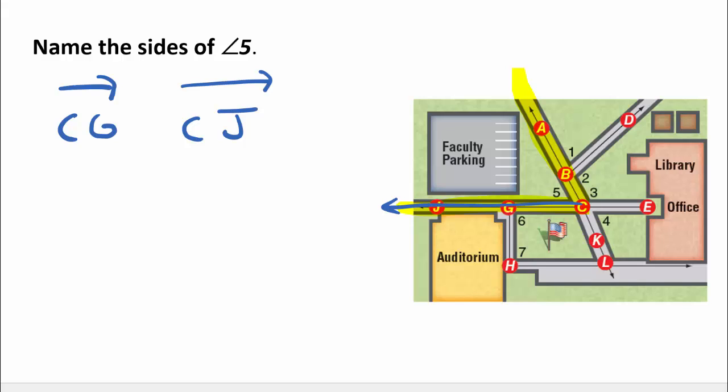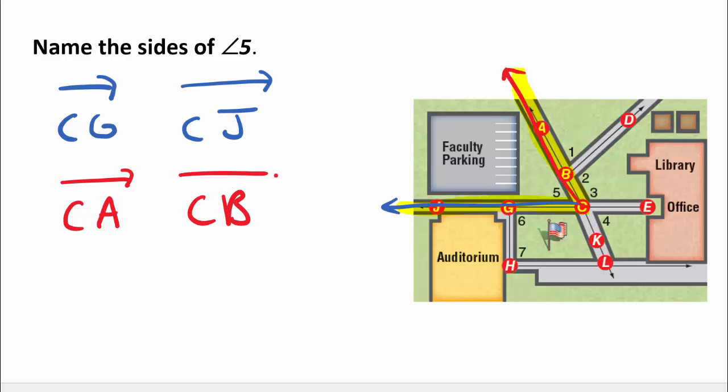Okay, the other ray, and I'm going to trace that one out, is this guy right here, and that would be ray CA. It's the correct notation for that. And also another way would be CB. So we could use either CG or CJ because that's the same ray, and then CB and CA, which is the other side of angle number 5.